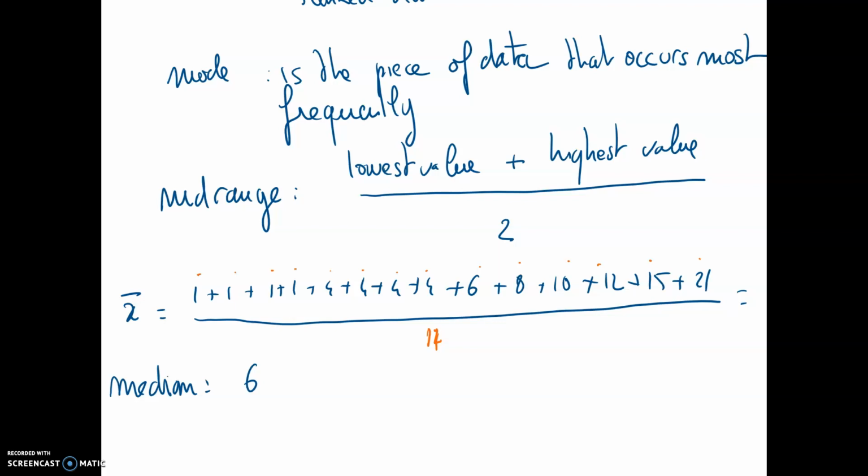Then we need to calculate the mode. The mode is the piece of data that occurs most frequently. In that case, the piece of data that occurs most frequently is 4. The mode is going to be 4, and 1.